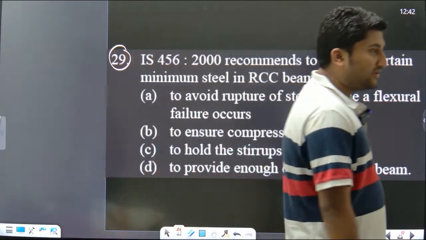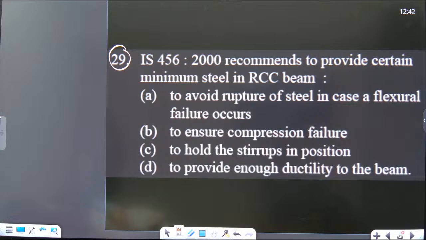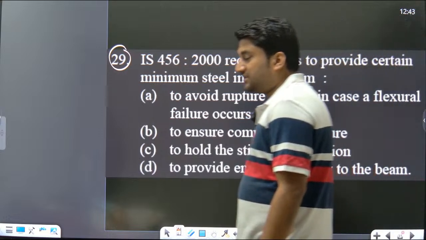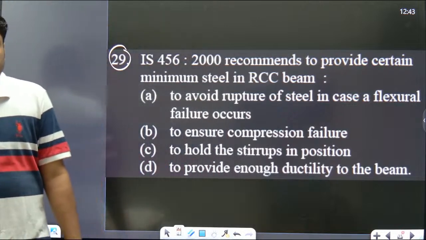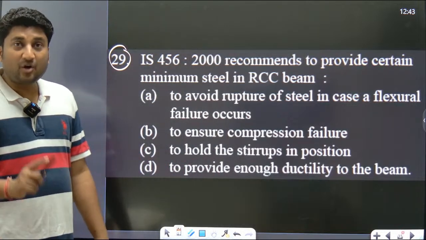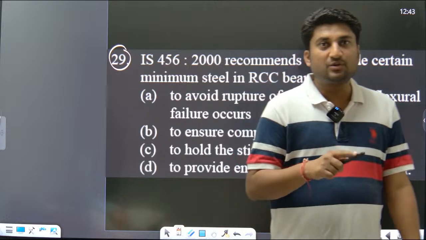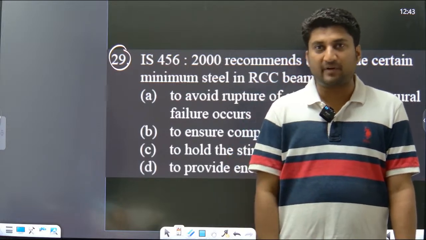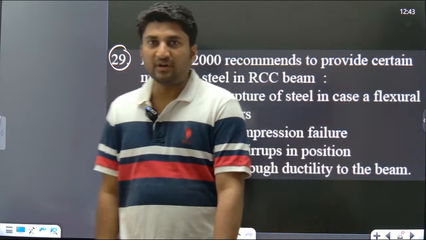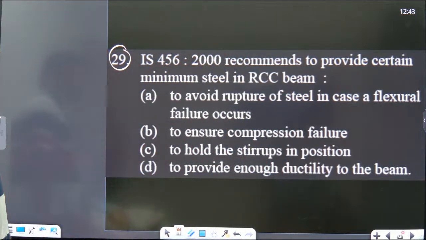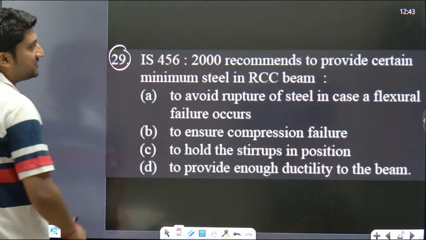Although the correct explanation is not given in the question, please remember, one of the reasons is shrinkage. Because of the shrinkage, some stresses are developed. So to resist those stresses, minimum reinforcement is provided. Understood, everyone? But among all the statements, we'll try to figure out what is the correct explanation.